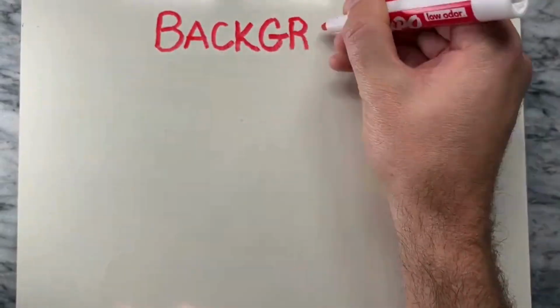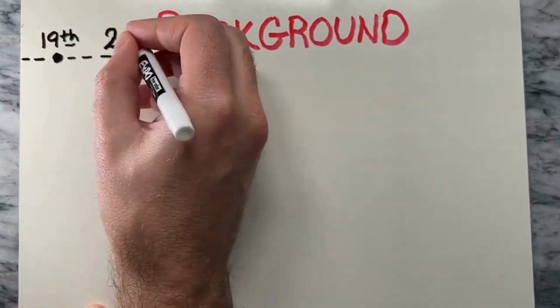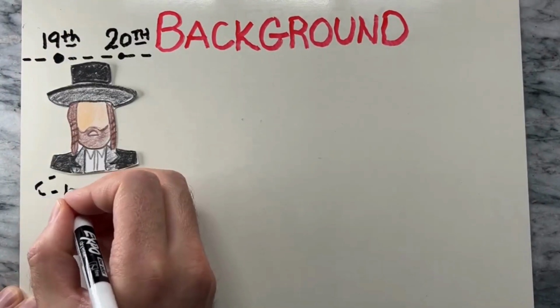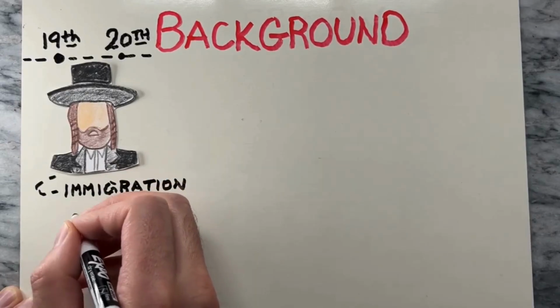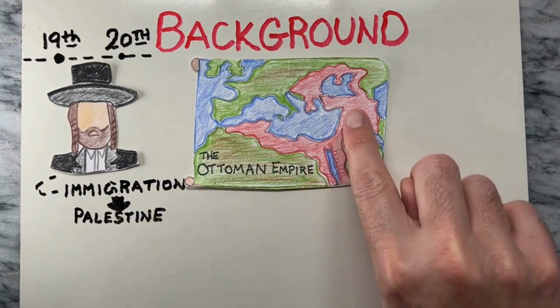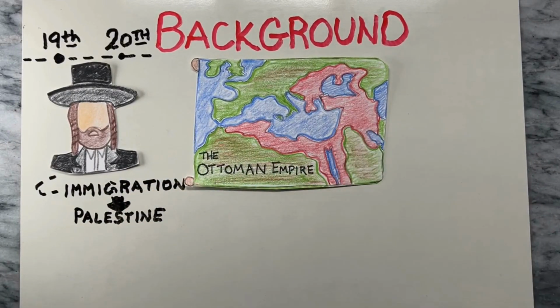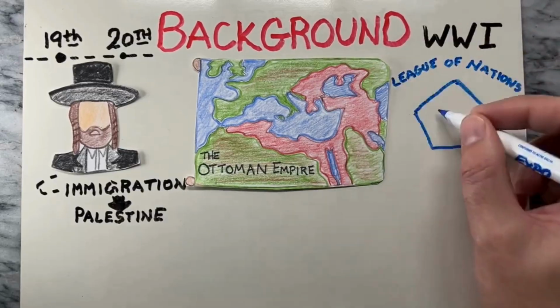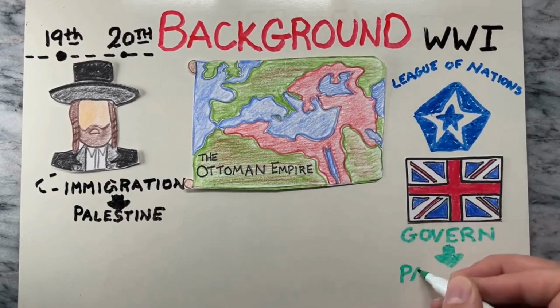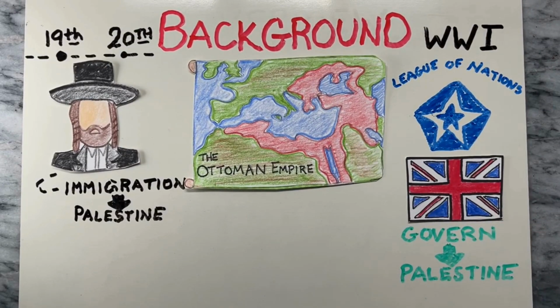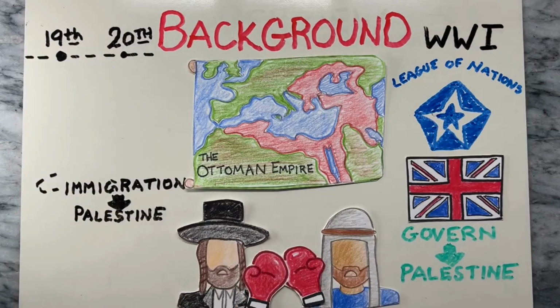The roots of the conflict can be traced back to the late 19th and early 20th centuries, when Jewish immigration to Palestine, then part of the Ottoman Empire, began to increase. After World War I, the League of Nations granted Britain the mandate to govern Palestine. During this period, tensions between Jewish immigrants and Arab residents grew.